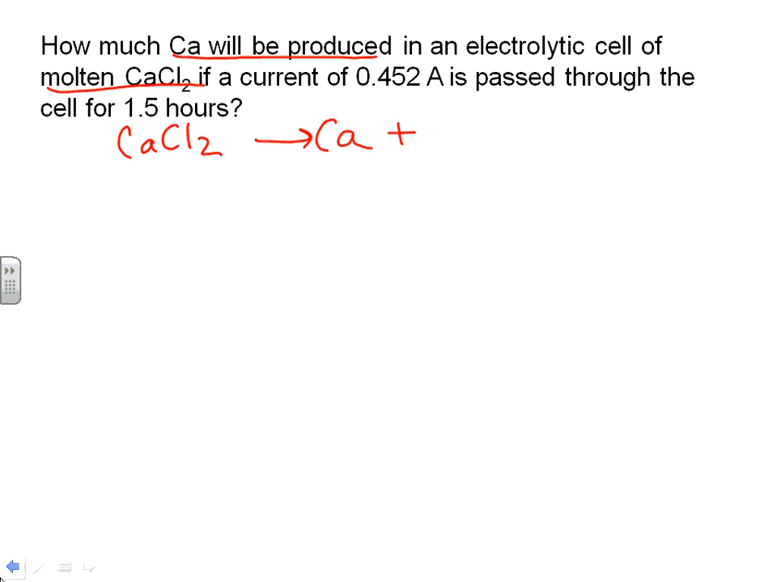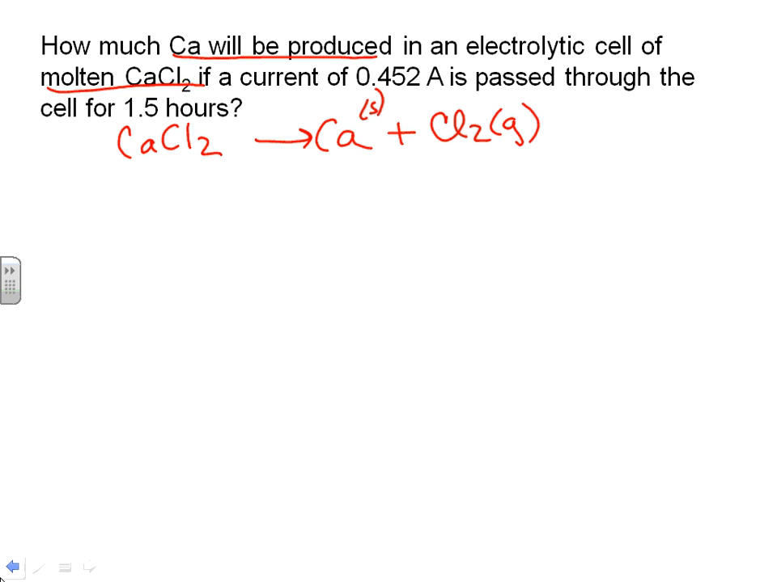Well, we're only making calcium, not a calcium compound. It's calcium atoms on their own. So hopefully you can guess that the other product must be chlorine gas. So we're going from calcium chloride solid to solid calcium metal plus chlorine gas. Now this is non-spontaneous because the calcium and chlorine are much more energetically stable when they're bonded to one another rather than being separated.